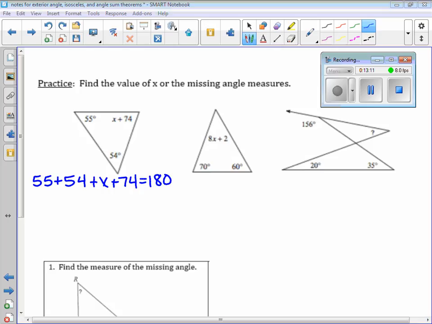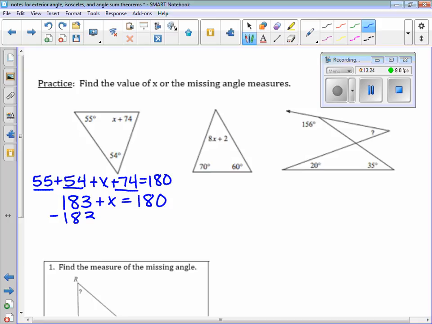55 plus 54 plus 74 is 183. We still have plus x equals 180. We subtract 183. So x equals negative 3. So now I'll go back up to the angle that I'm missing, x plus 74, and I plug in my value for x, which is negative 3. Negative 3 plus 74 equals 71. So my missing angle measure is 71 degrees.